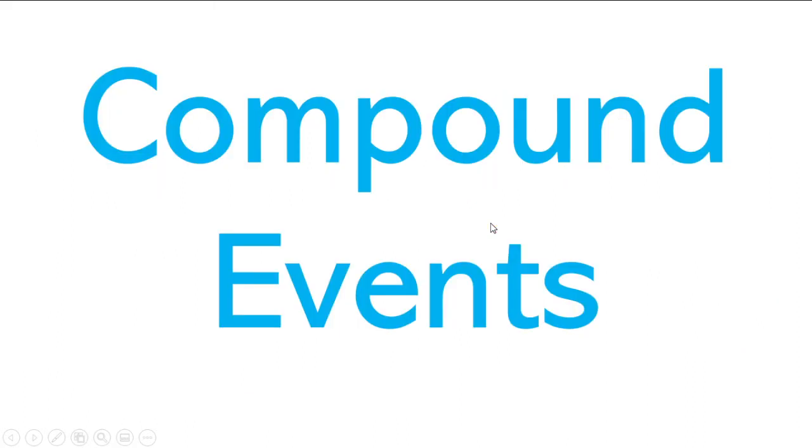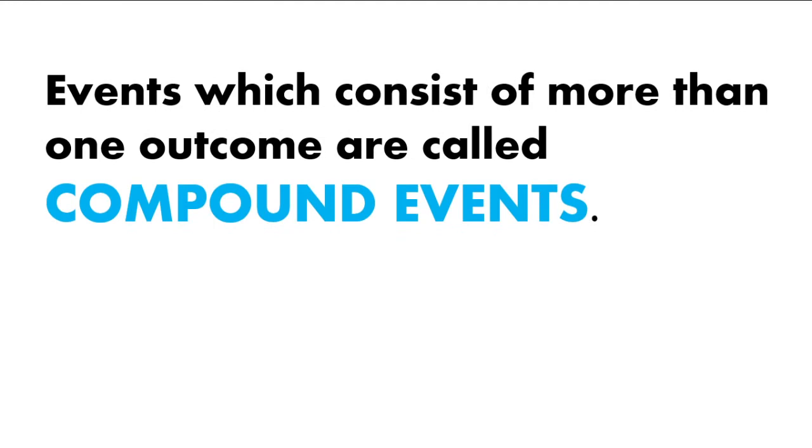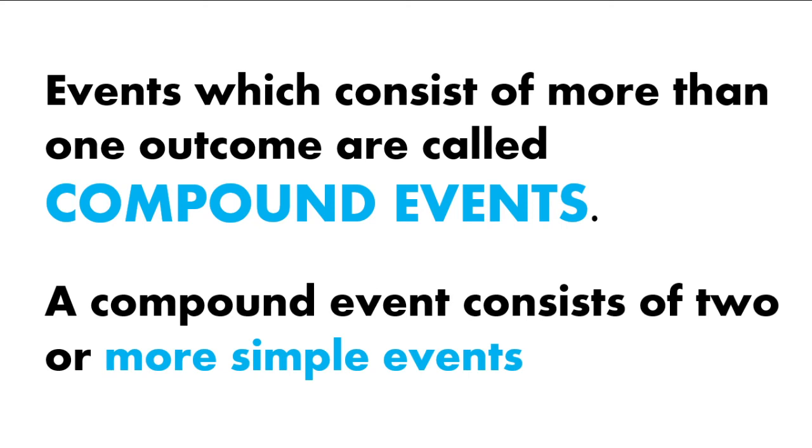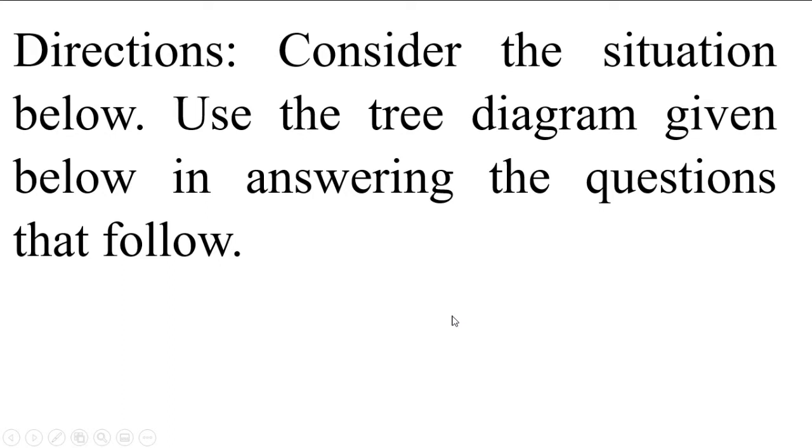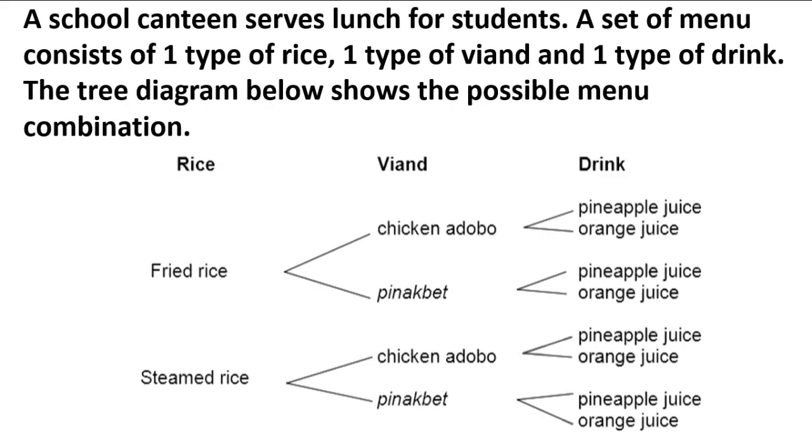Now, let's talk about compound events. Ang compound events naman is an event which consists of more than one outcome. So, the events that consist of more than one outcome is called compound events. A compound event technically consists of two or more simple events. Okay? Let's have an example. Say, consider the situation below. Use the tree diagram given below in answering the questions that follow. So, ito yung ating tree diagram.